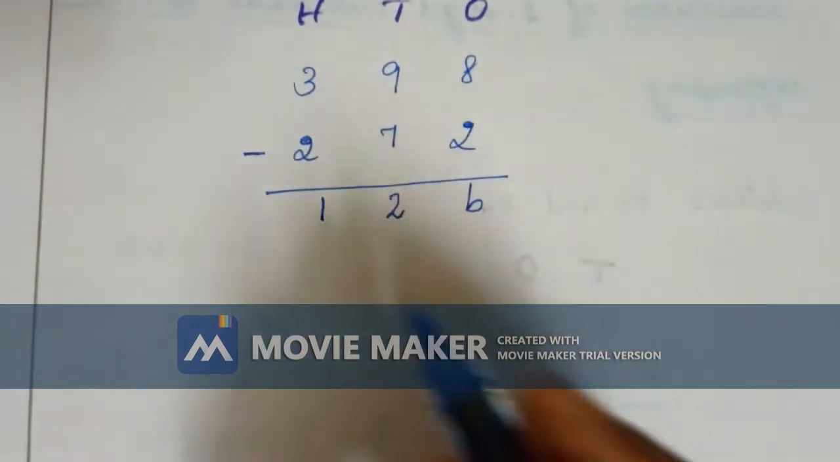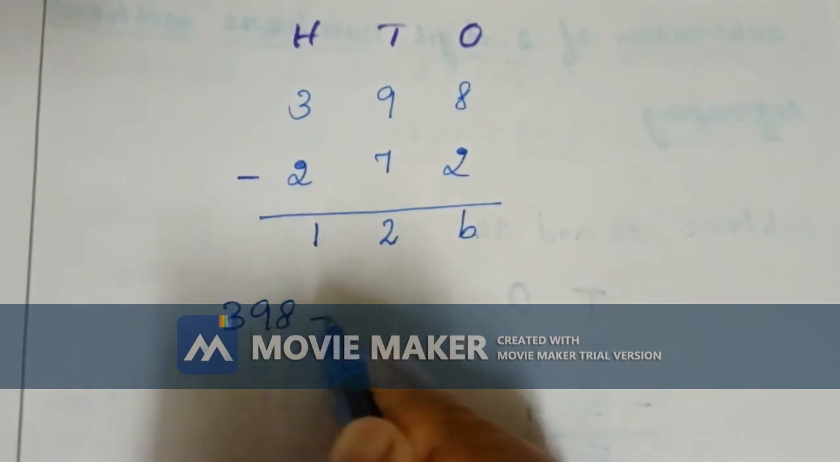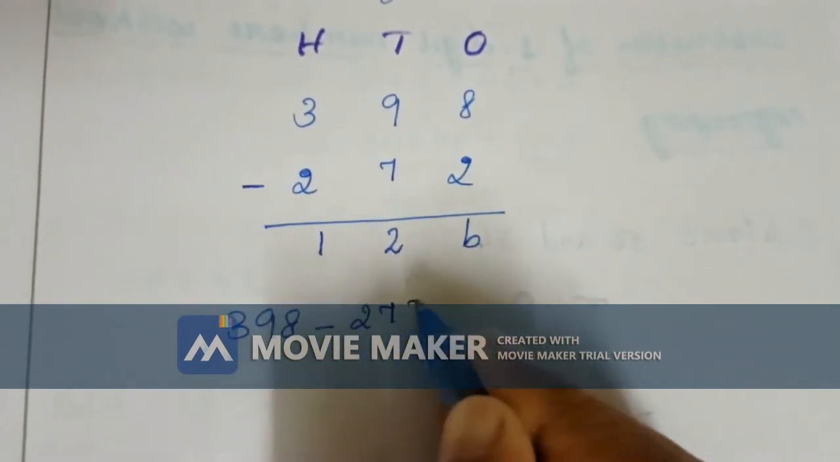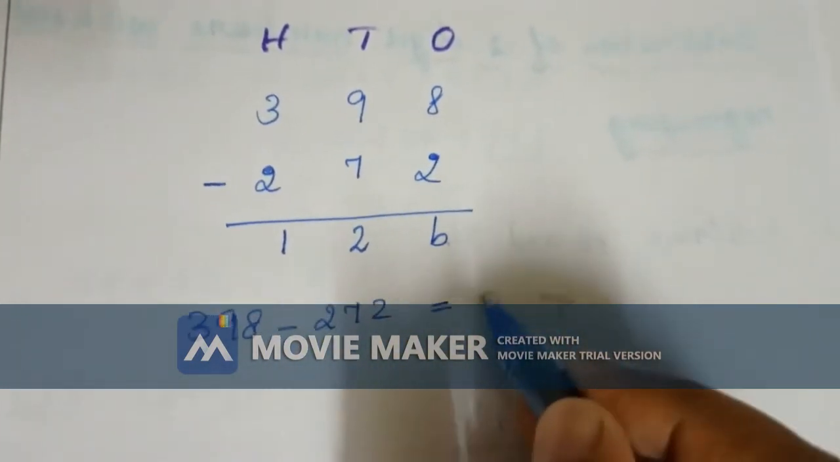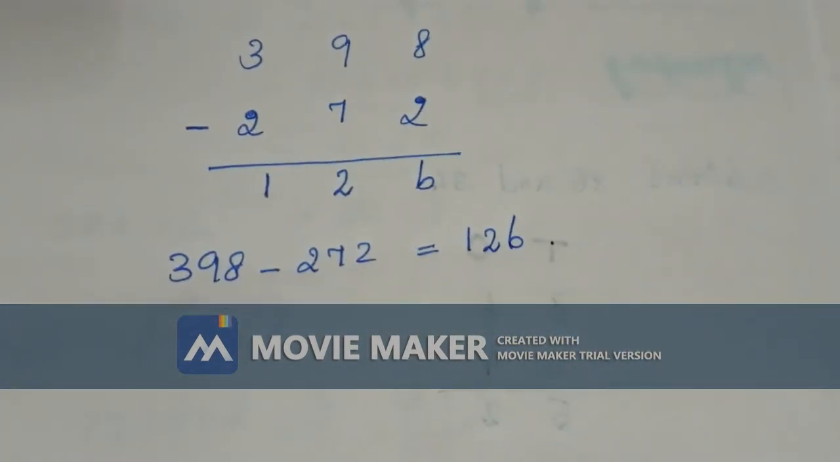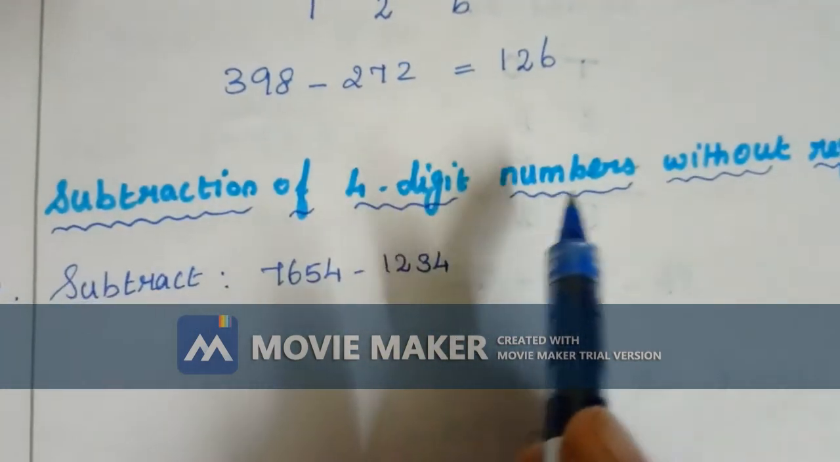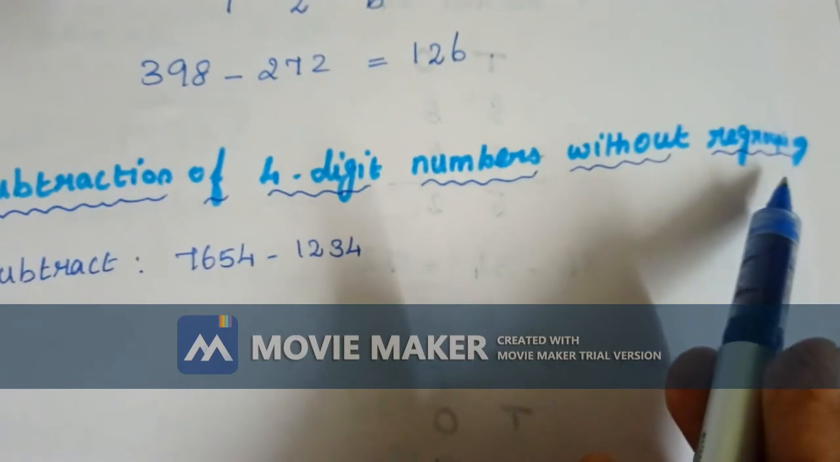Okay children. So the answer is 398 minus 272, which gives us 126. Okay children. Children, the next topic is subtraction of 4-digit numbers without regrouping.